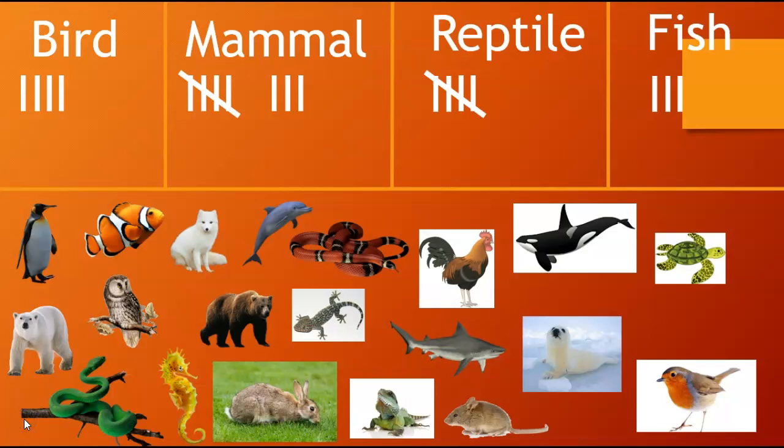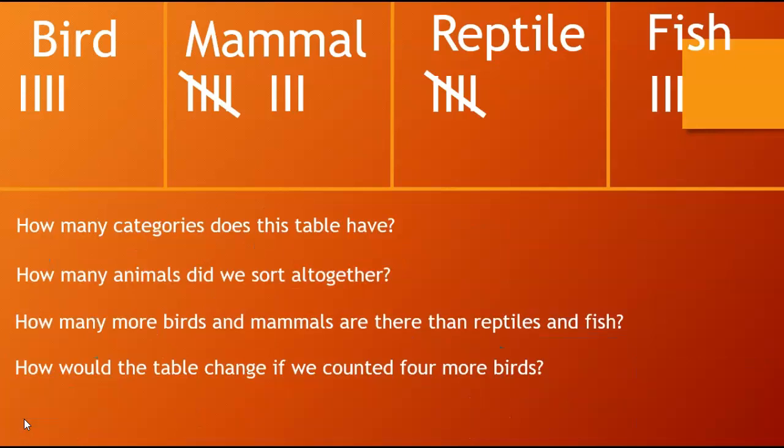So we have our chart here, and we have this all organized. So now that we have our chart made, we can actually answer these questions. How many categories does this table have? Well, a category would be these things up here: the bird, the mammal, the reptile, and the fish. So how many do we have? 4. Good job.